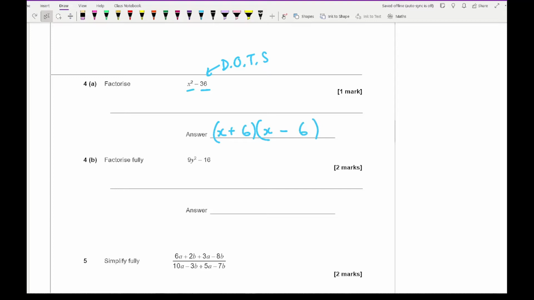Same thing with 4b, so this is also a difference of 2 squares. So what do you have to square to get 9y squared? Well, that's going to be 3y. What do you have to square to get 16? That's 4. One's a plus, one's a minus, doesn't matter which order you put those in.